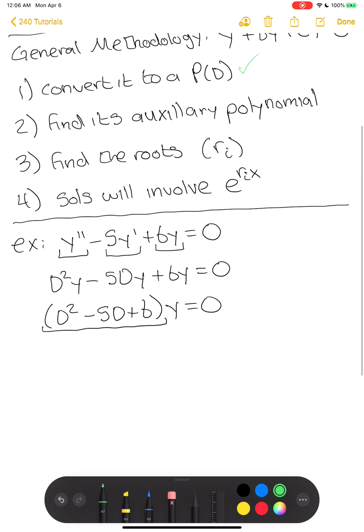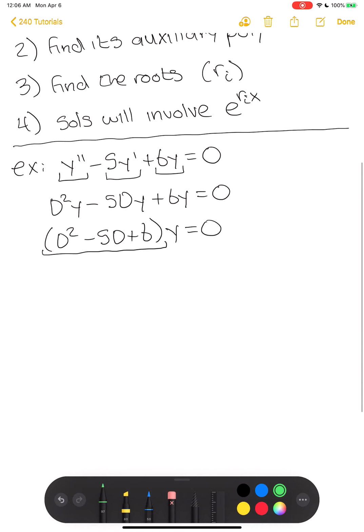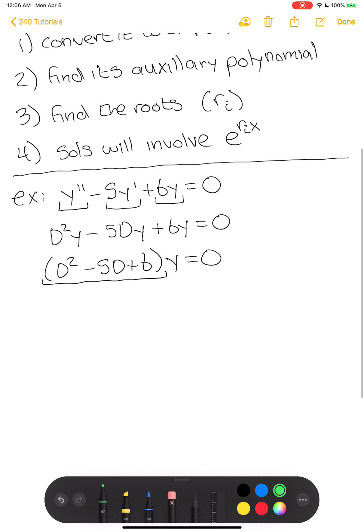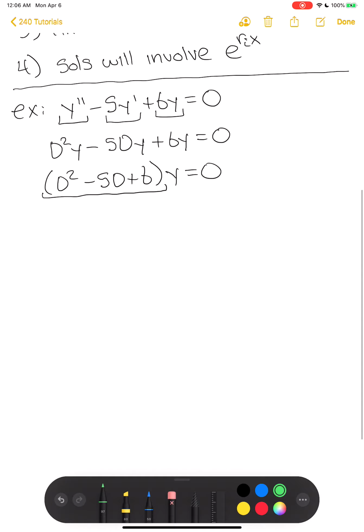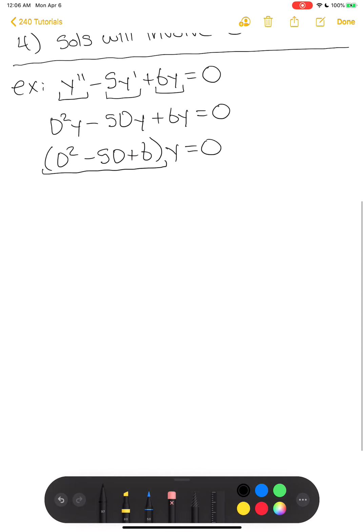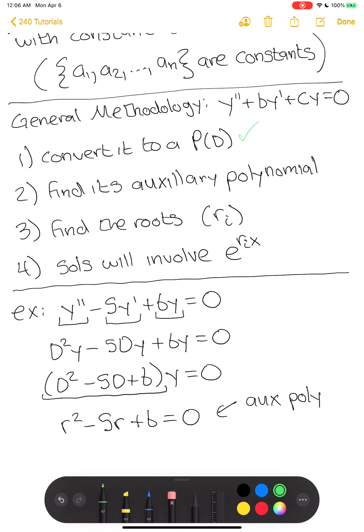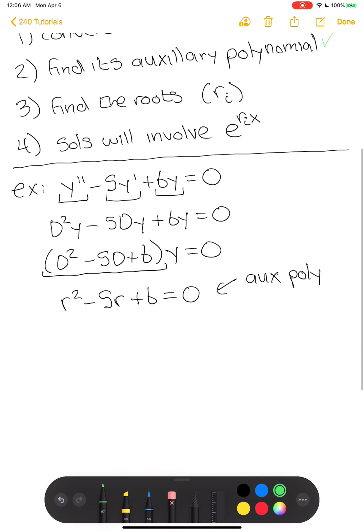We've done that. Now we need to find the auxiliary polynomial. There will not be an easier step in any mathematical process than this, okay? What you do is you replace the D's with r's, okay? So now you have r squared minus 5r plus 6 equals 0. You ignore the y, and this right here is my auxiliary polynomial, okay? That's all you do. So steps 1 and 2, right off the bat, pretty simple to do. And you'll get the hang of it real quickly.